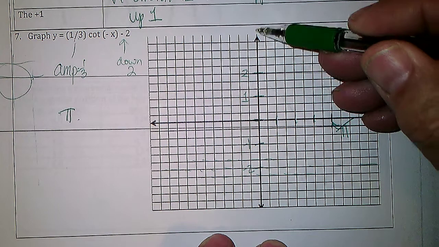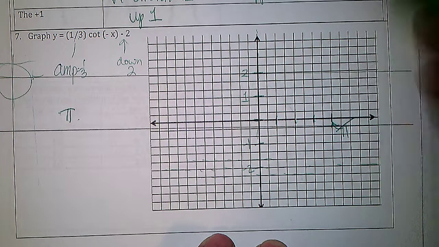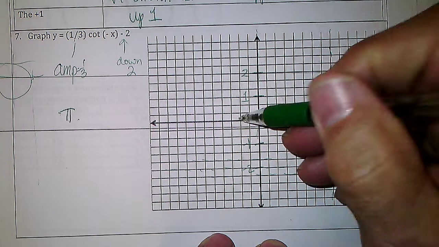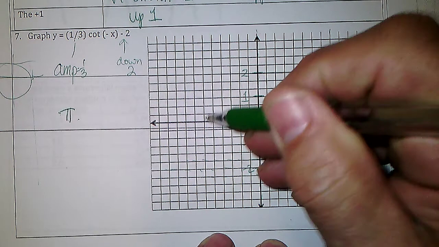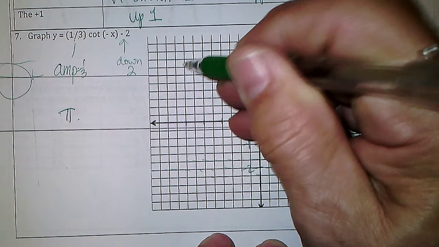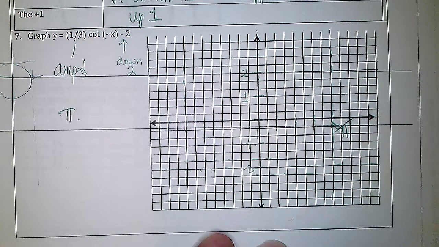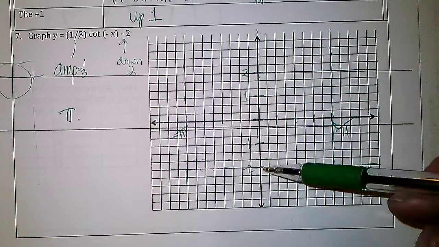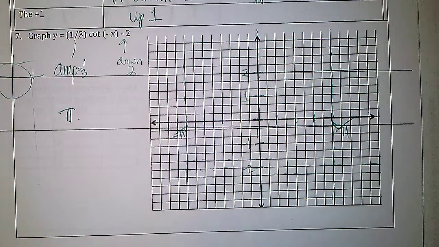And it's undefined at 0 and at pi. And so it'd be undefined at -pi. So that's where the asymptotes are. Now I've clearly marked my units on here and on here.